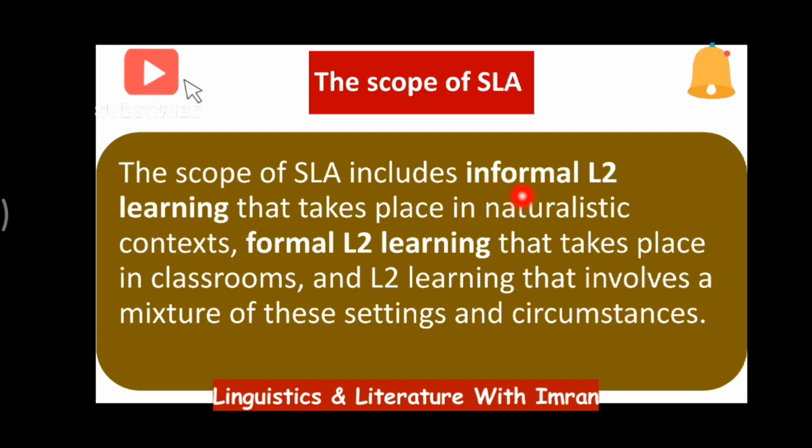Now, what is informal L2 learning? We are discussing the scope of second language acquisition, and first we are talking about informal L2 learning. For example, right, there is a child who is born in Pakistan, and that child is taken to the UK or USA, right? And then in the USA or UK, that child learns English. So this would be considered informal L2 learning because you will have a naturalistic context, right?